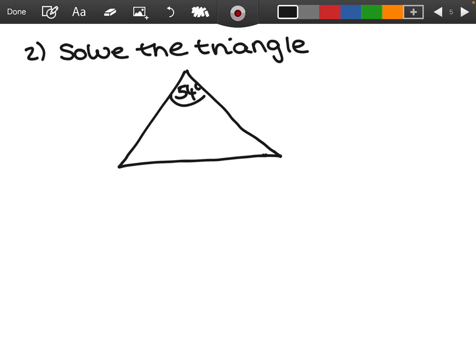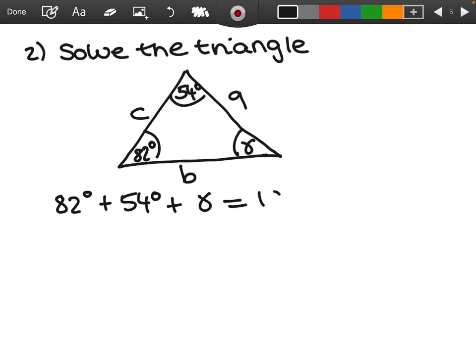In this example, I'm given that this angle is 54 degrees, this angle is 82 degrees, and I don't know this angle gamma. B and C I don't know, but I do know that that side is 9. Like we said before, we've got 2 out of 3 of the angles, so the easiest thing to do is go ahead and find that third angle gamma. We know that they add to 180, so gamma is equal to 44.